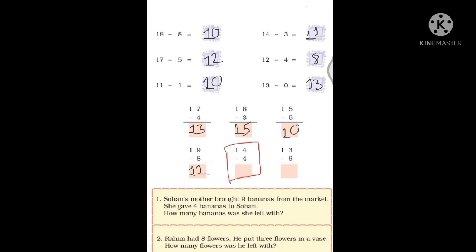14 minus 4. So students, if you are doing 14 minus 4, what do we get? 10. Yes, you are absolutely right, beta. 14 minus 4, we get answer 10, right? So here you have to mention answer 10 in the given box.